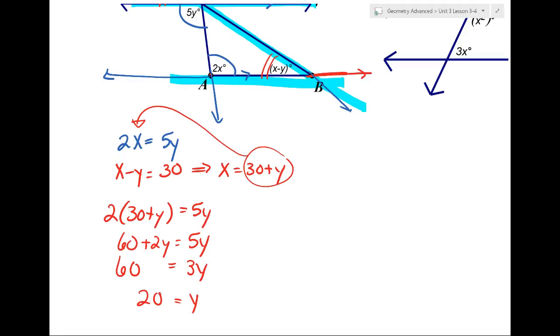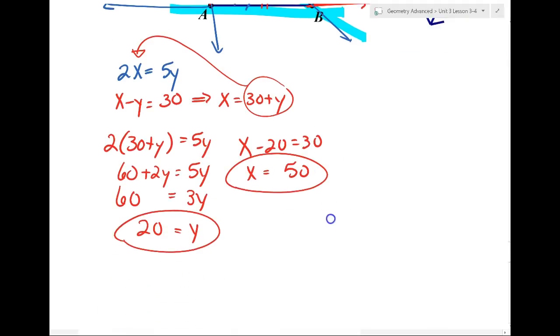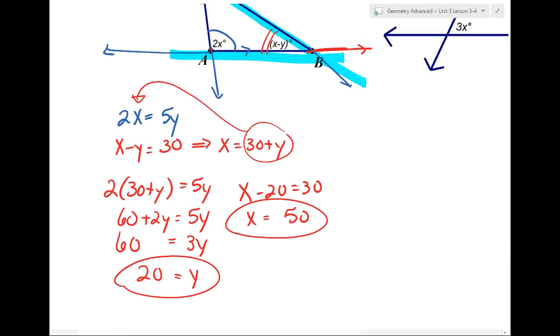But what do I do to get the next one? Plug it in. Does it matter to me which equation you guys use? Which one are you guys going to use? The x minus y one? Okay. So I got x minus 20 is equal to 30. What's x going to equal? Great.